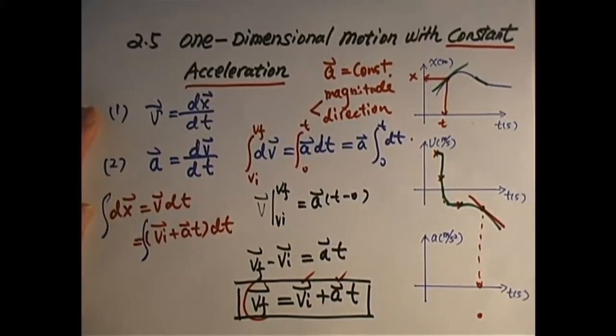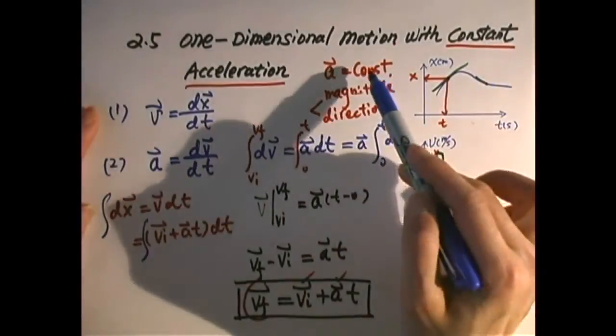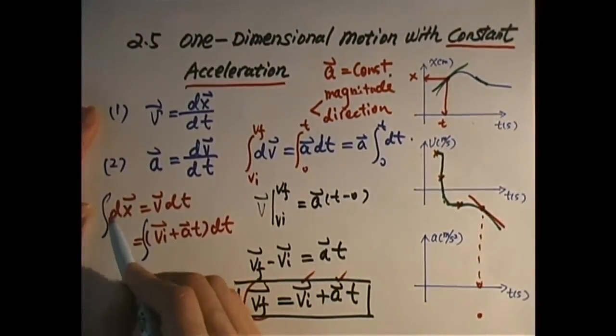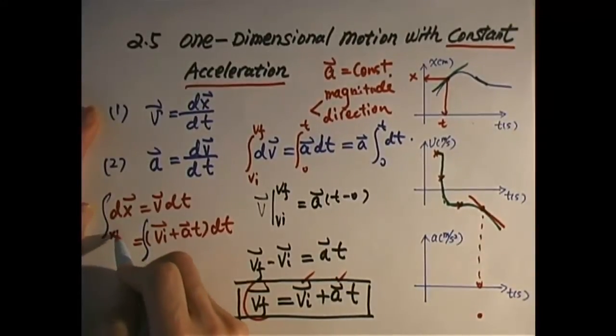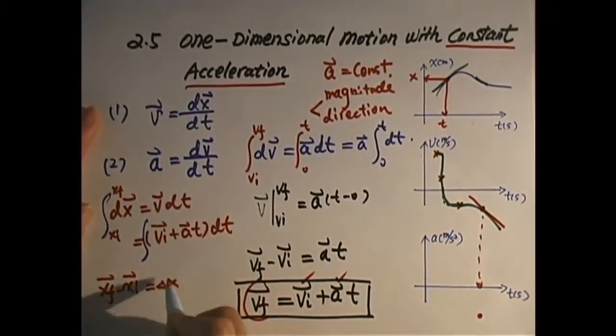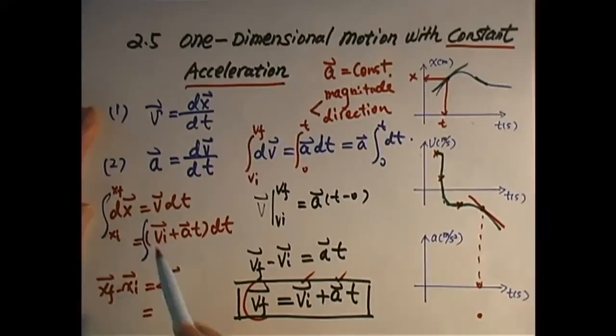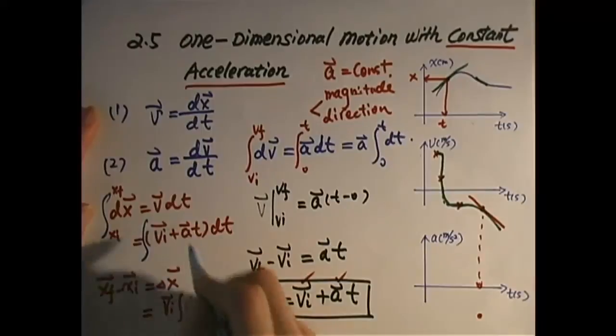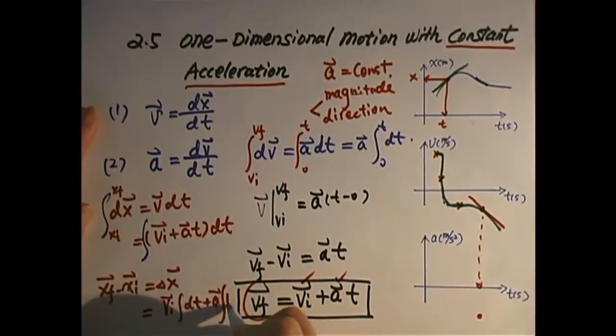Now, if the acceleration is constant, the left side will be the integral of dx from x initial to x final, so x final minus x initial, which we name delta x. On the right side, v initial is a constant, so we have v initial times the integral of dt. For the second term, a is a constant, so a comes out, and we have the integral of t dt.